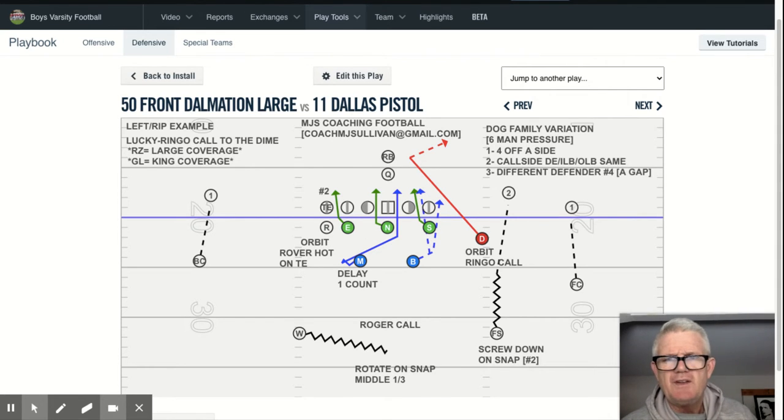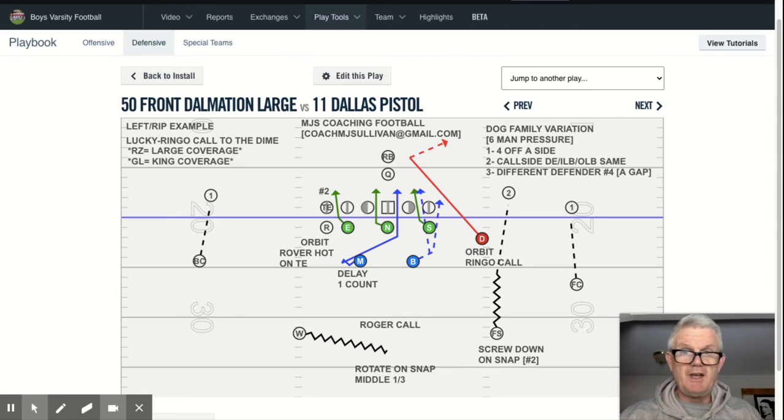coverage looks. And then the difference between large and king in the overall coverage, it's man, but large, it's with zone leverage, so we're playing on top of the receiver, whereas king, we're cutting the receiver in our man trail technique. That's it. Boom, done.